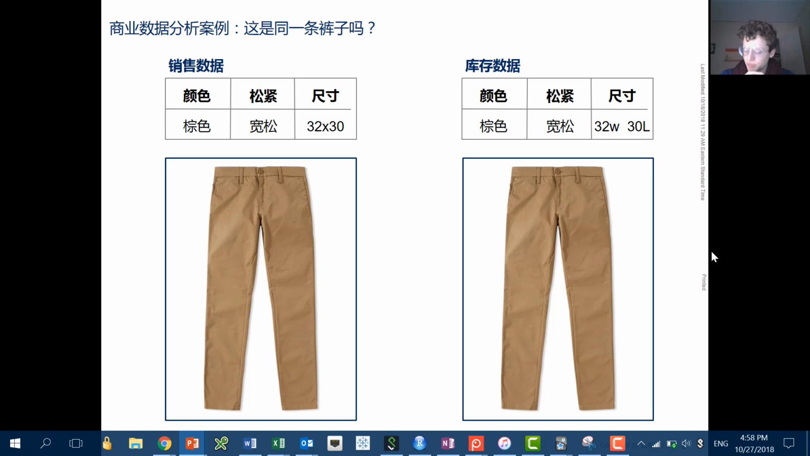Answer over. But what happens when you merge the two data sets using R and using SQL? In this case, we use SQL. SQL isn't smart enough to know that 32x30 is pretty much the same as 32W 30L. Instead, it combines these three strings, brown, baggy, 32x30 and brown, baggy, 32W, 30L, and it looks at them and says, oh, wait, 32x30 is not equal to 32W, 30L. So we have no data on the productivity.